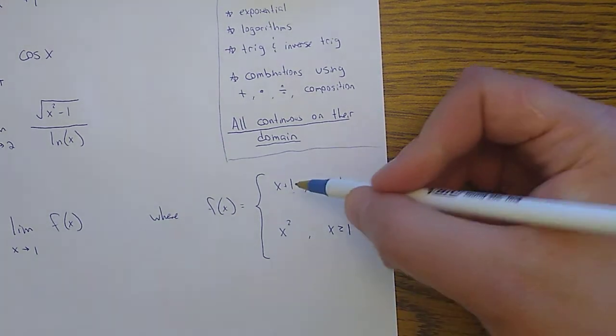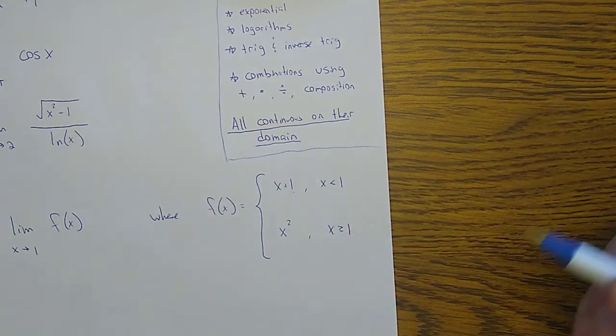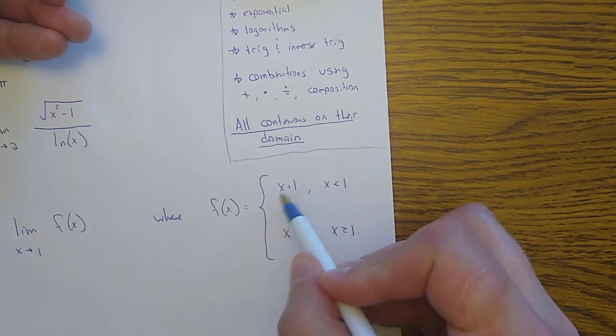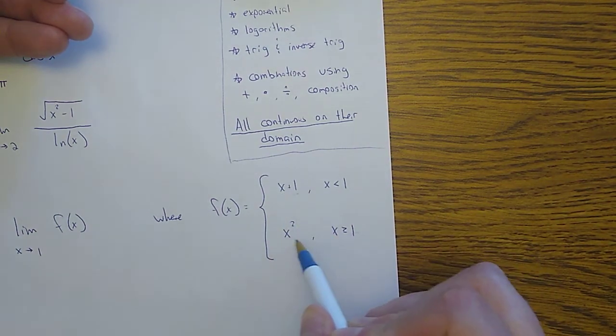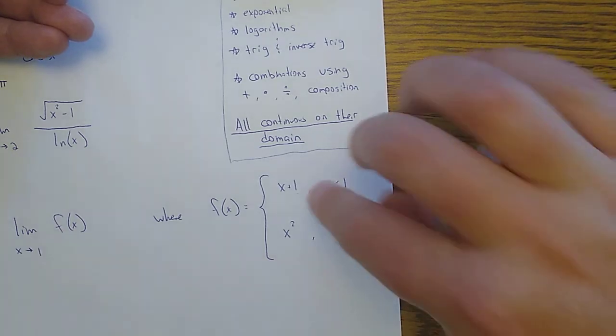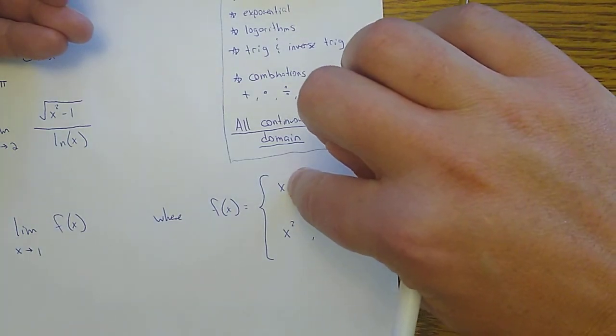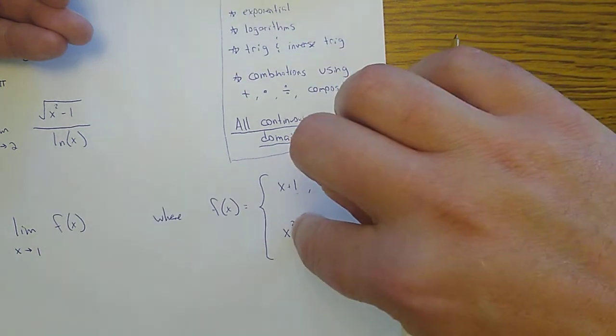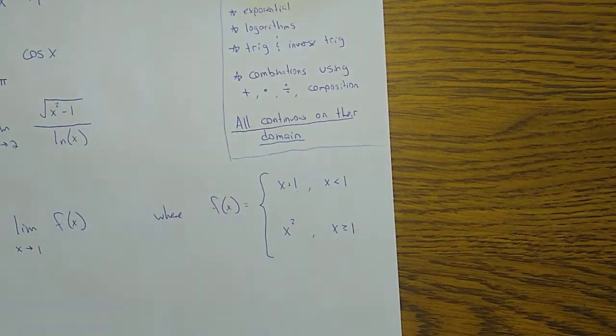If you have different formulas for different values of x, then this is not considered an elementary function. Even though this one by itself would be an elementary function, and this one by itself would, the fact that I'm not always using this formula, I'm only using this formula for certain values of x, and I'm using this one for other values of x, that's not an elementary function.